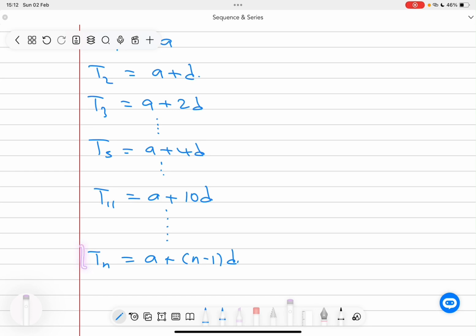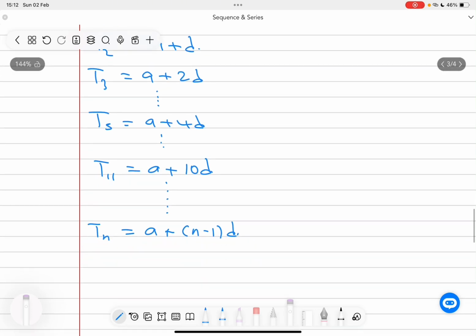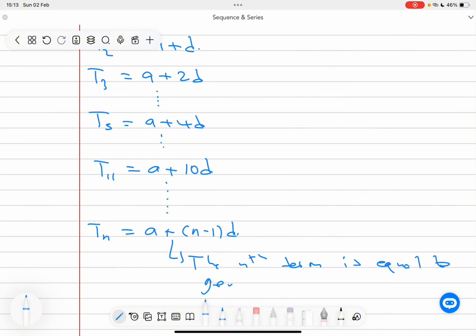Now this then serves as a general formula. It actually says to us here that the nth term of an arithmetic sequence is equal to the general formula.